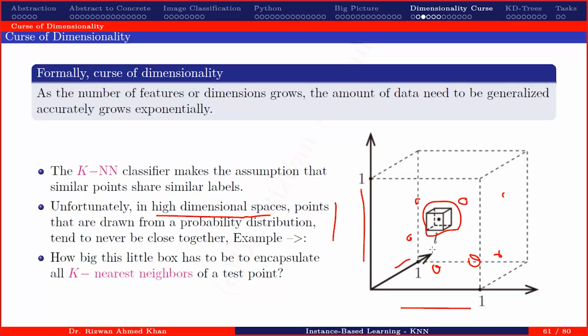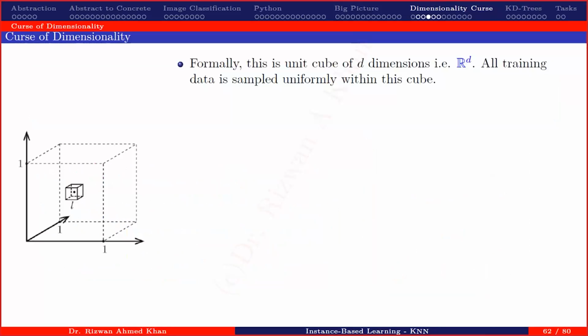length L, and I want to know how big this small cube would be to encapsulate k nearest points, right? If they are drawn randomly. And I will show you that this size will grow exponentially. Formally, this is the unit cube of d dimension, right? All training data is sampled uniformly within this cube.